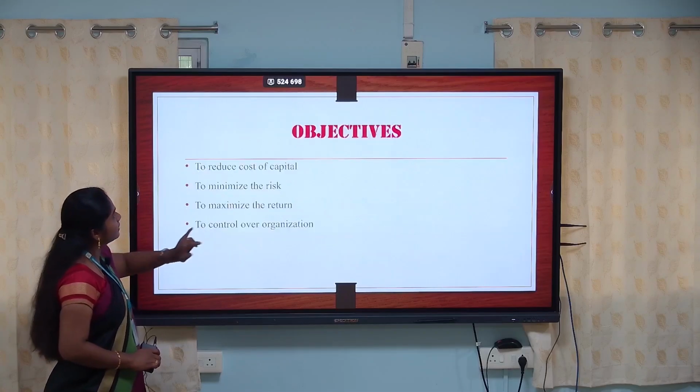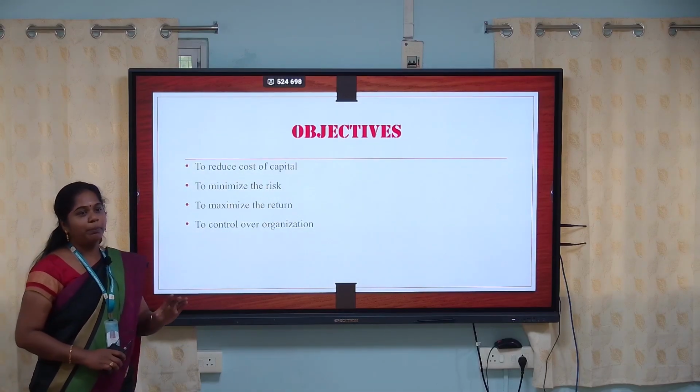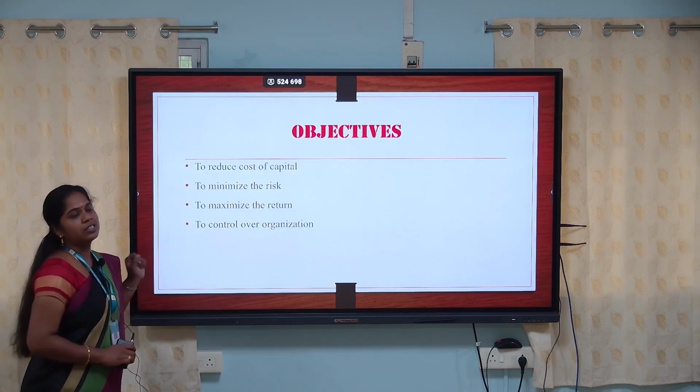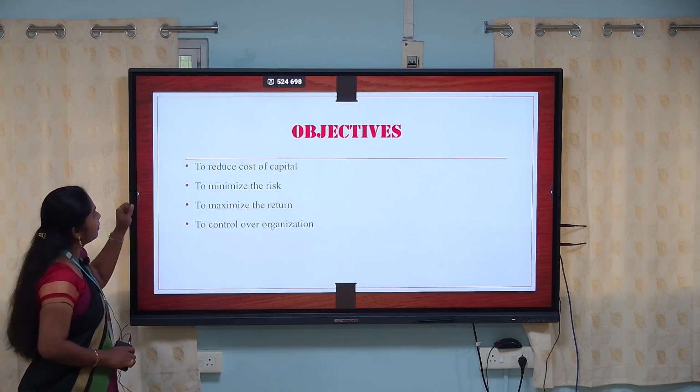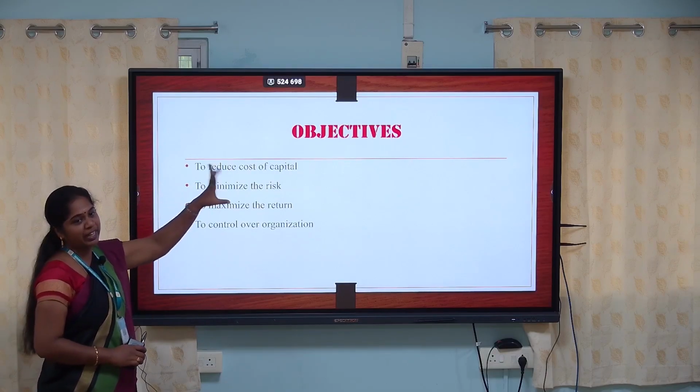And coming to the next slide, for any topic we have objectives. So this topic also has objectives. The first one is to reduce the cost of capital.